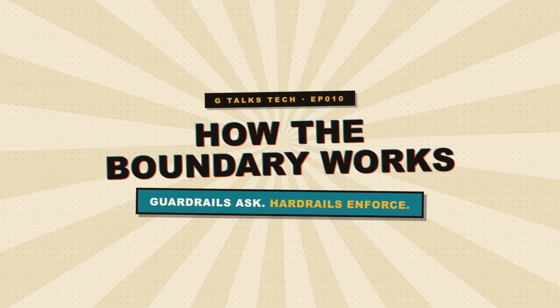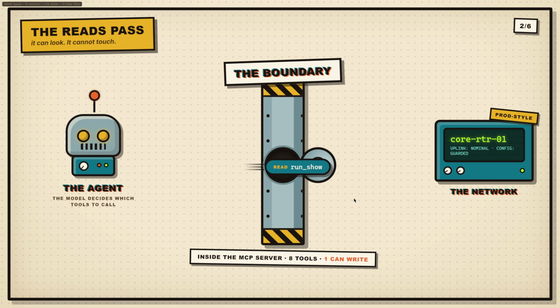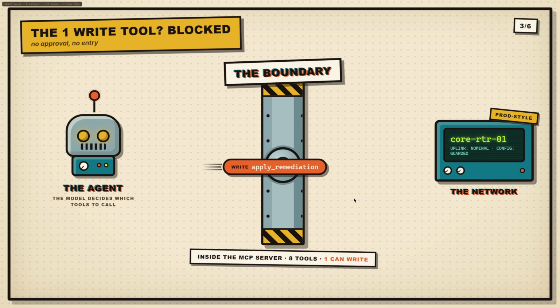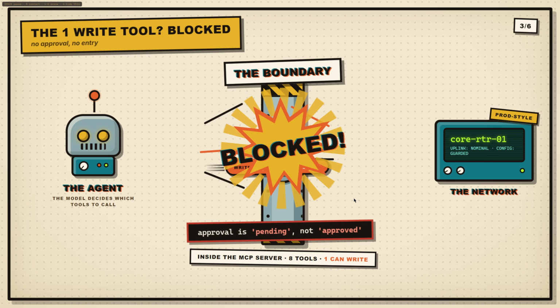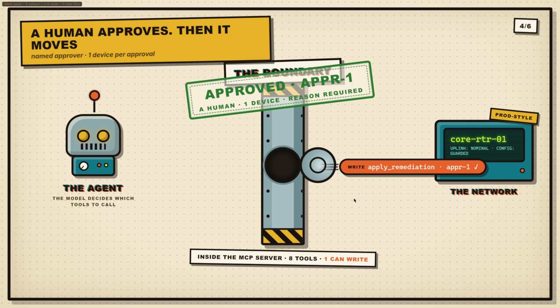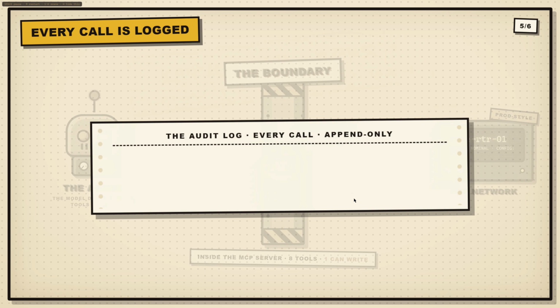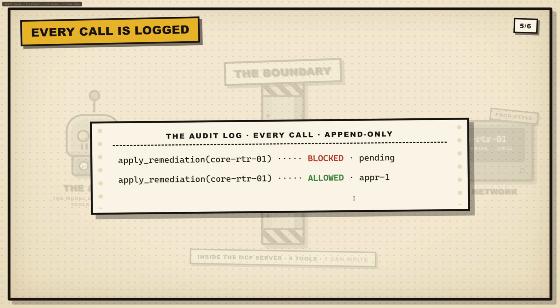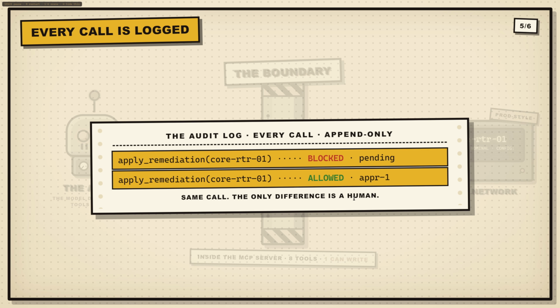All right, so same thing, just drawn out so it's a little easier to see. We have our agent on the left running a read command. It passes right through because that's allowed by the boundary. Next, it tries to run a write command, which is blocked by the boundary. It needs a human approval. So next, we send our approval. It comes through with a write that has an approval attached to it. That gets applied, and then you get an audit log at the end that shows you what was blocked and what was allowed.